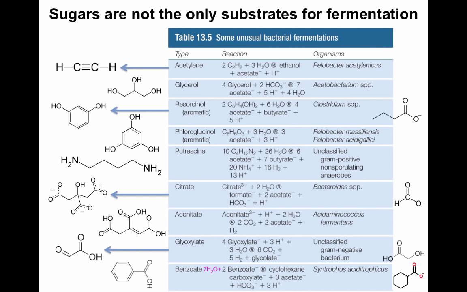But sugars are not the only molecules that could be fermented. Acetylene could be fermented. Glycerol could be fermented. Resorcinol, which is this aromatic compound here on the left. Phloroglucinol, another aromatic compound, could be fermented. Putrescine, the product of the fermentation of amino acids by gram-positive anaerobes, could be fermented. Citrate, aconitate, glyoxylate, and benzoate. All molecules can eventually be fermented and generate products, and these microorganisms are able then, through substrate-level phosphorylation, to harvest energy. So not only sugars, but multiple different compounds could be fermented.